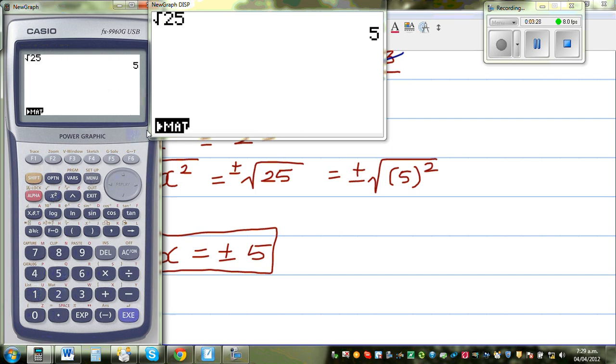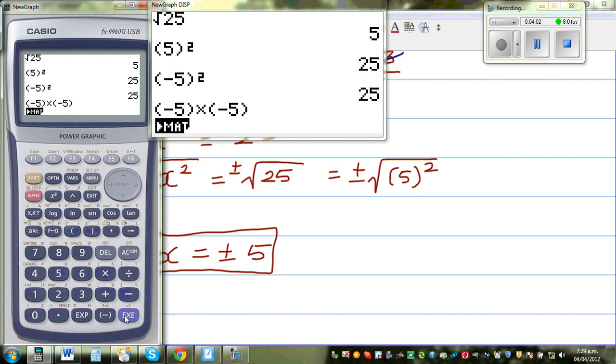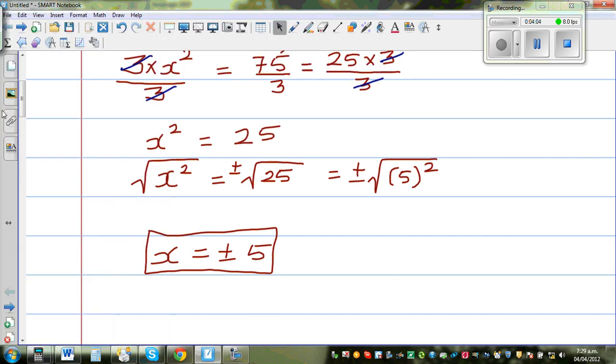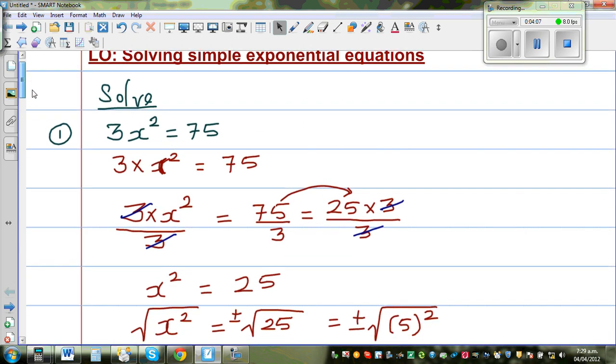But you should know, let me explain this in a different way. 5 squared is 25. If square root of 25 is 5, the opposite of that is saying 5 squared is 25. But you should also know negative 5 squared is 25, or if you want to write this in a different way, negative 5 times negative 5 is also 25. So both the answers should be written. Let us check. It is always good to check our answer.